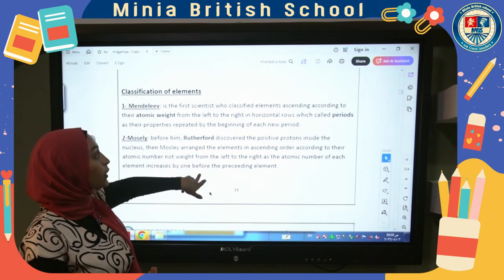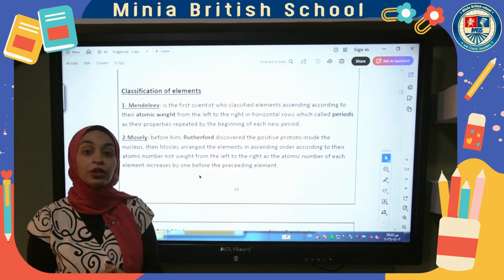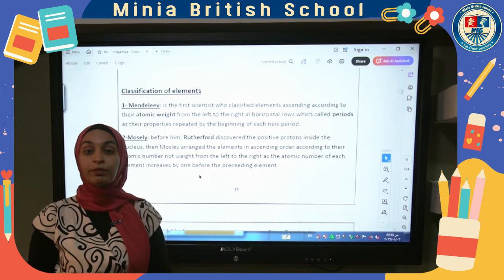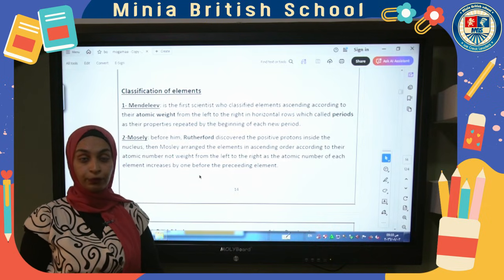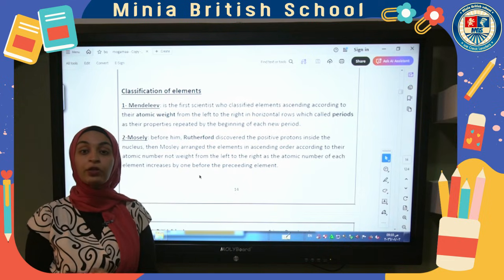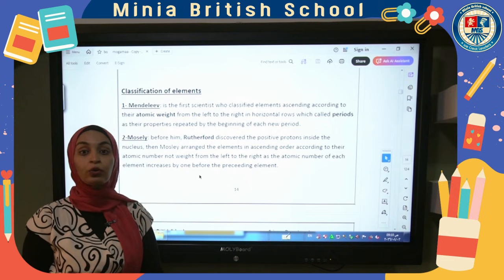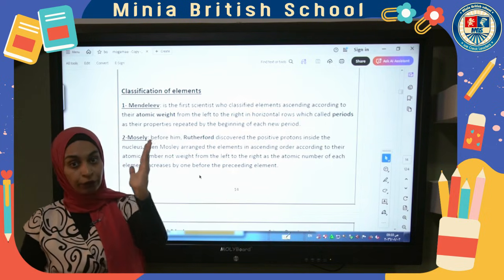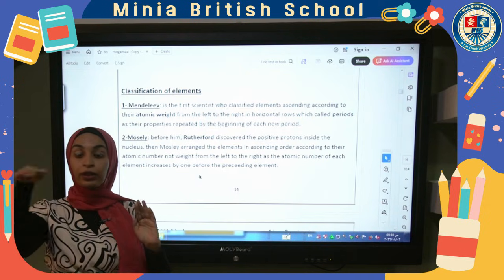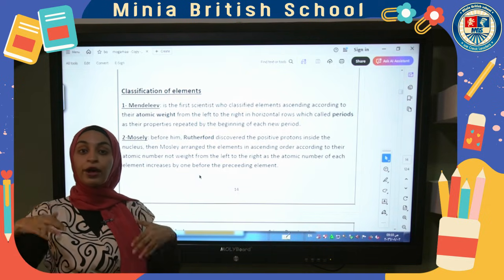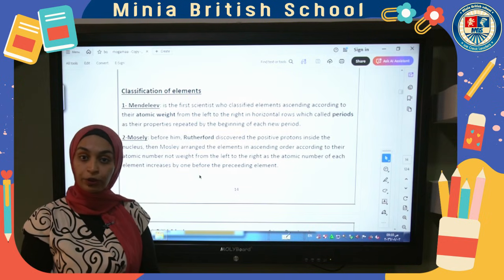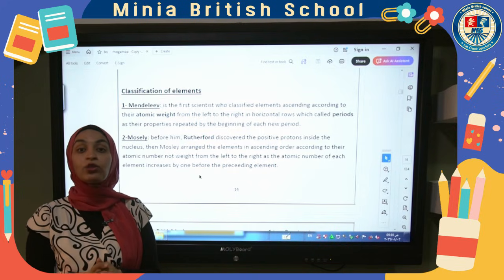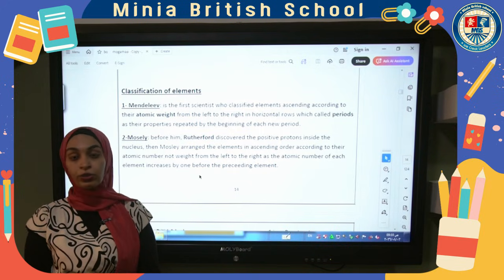The second part of the lesson talks about the attempts of classification of elements in the periodic table. The first periodic table, the real one, was made by a scientist called Mendeleev. Mendeleev arranged the elements according to their atomic weight or even the atomic mass, ascendingly from the left to the right, in horizontal rows, and he called these rows after that with a scientific name called period, and also arranged the elements according to their physical and chemical properties so we can facilitate their study.